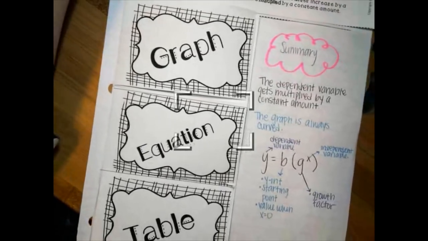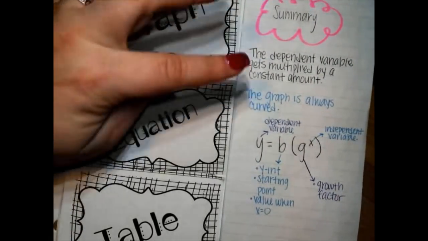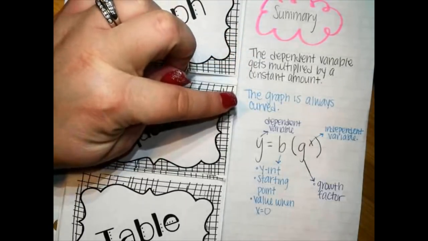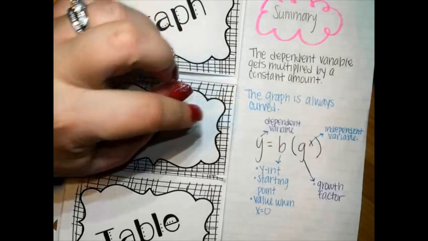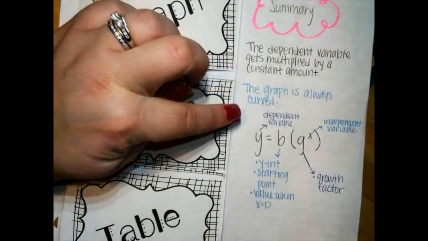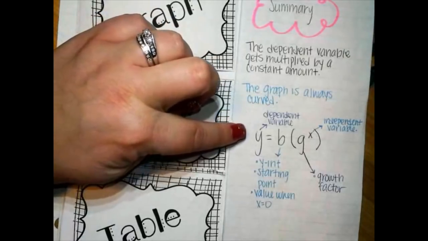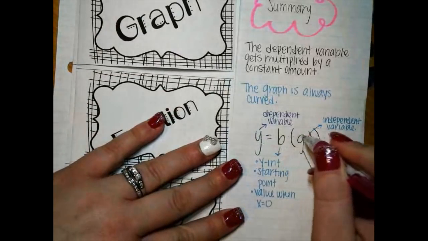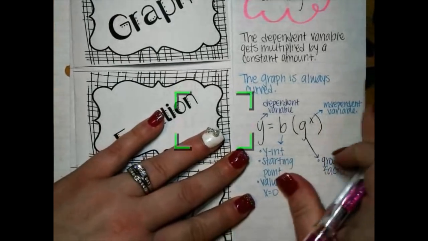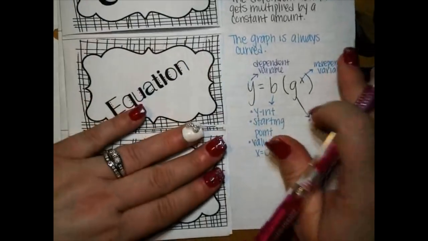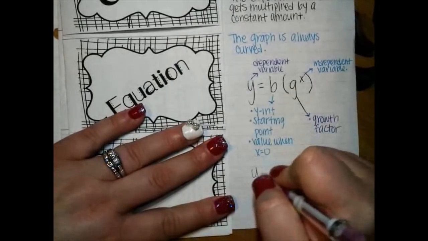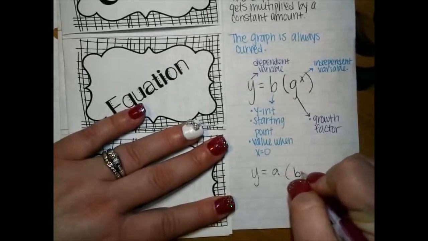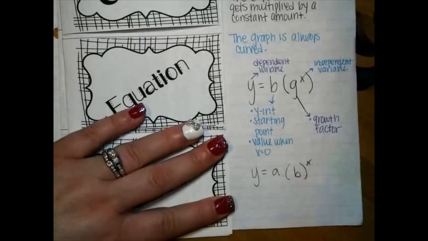I'm going to scroll into the summary. The dependent variable gets multiplied by a constant amount, and the graph will always, always, always be curved. That's how you know it's exponential. When you're looking at the base function, this could also be y is equal to a times b to the x. Actually, that's exactly what I would have put here in my summary. So this is the same thing as y is equal to a, or the starting amount, times b, your growth factor, to the x power.